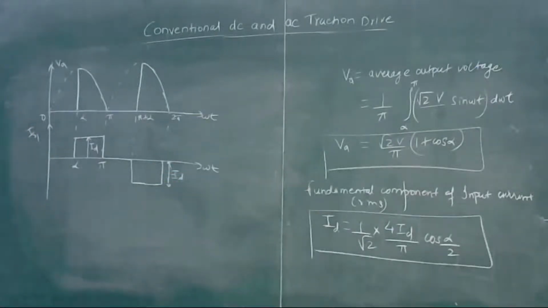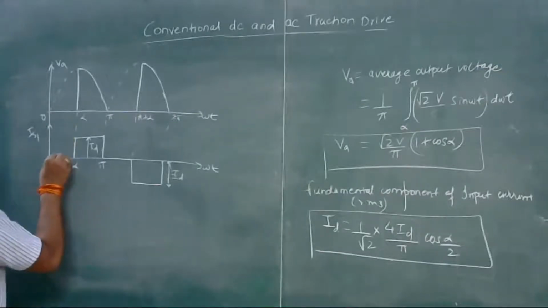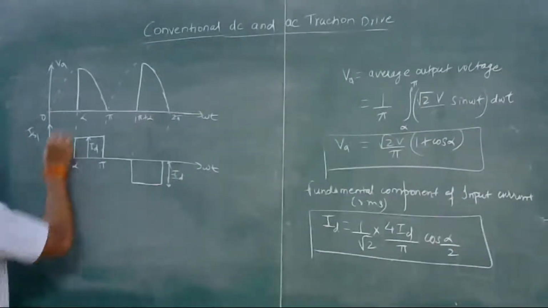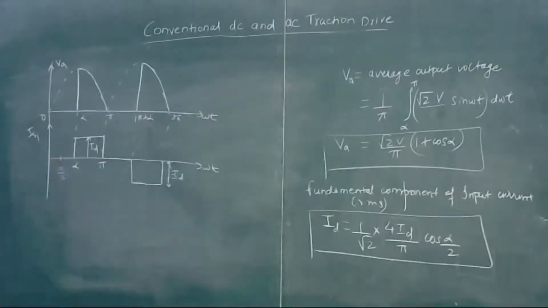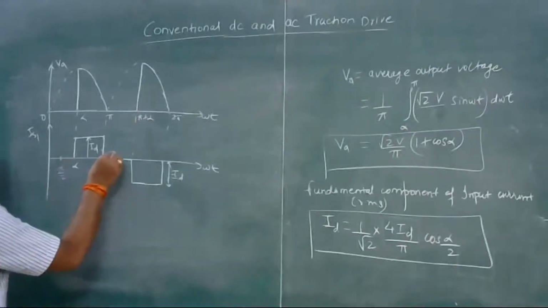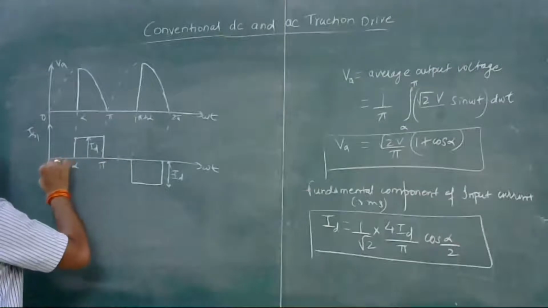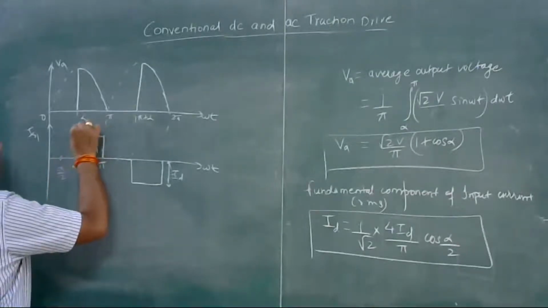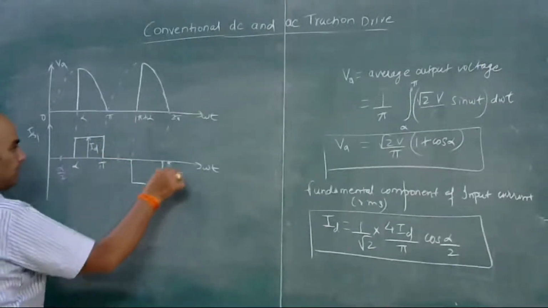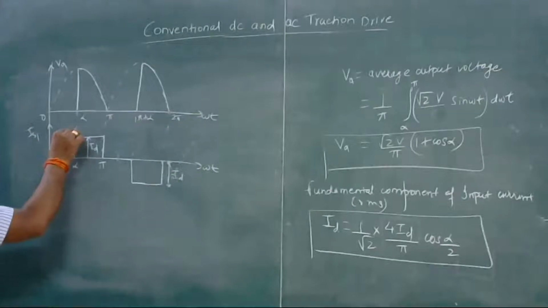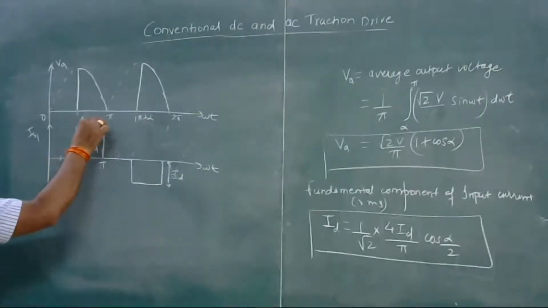Okay, so when the full analysis is done, what we get is that this current starts conducting from alpha by 2. So the zero current will start at alpha by 2. So this is the fundamental component of current.